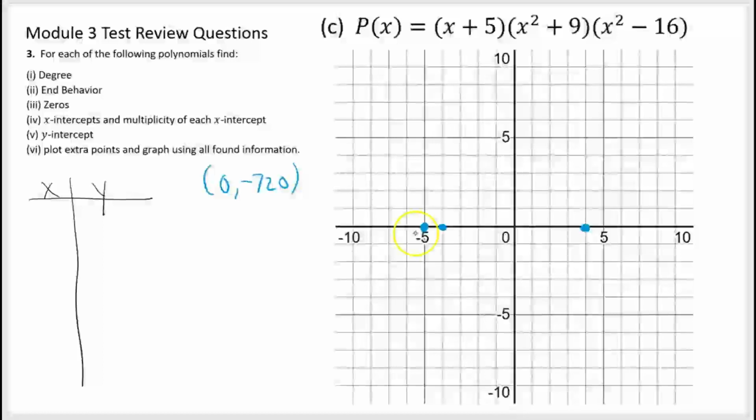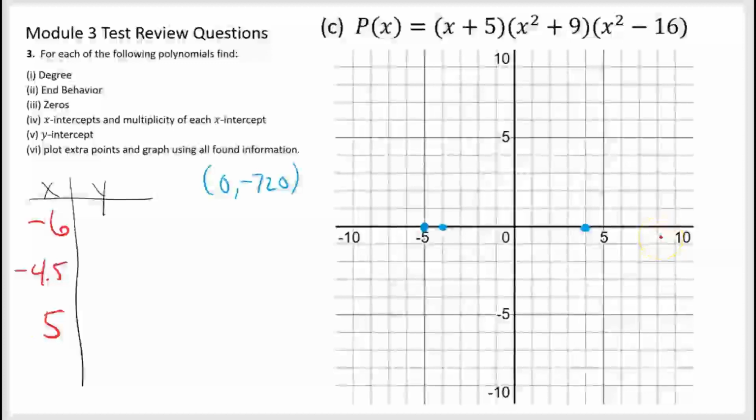Now, it's a lot. We need to plug in something to the left. For instance, -6 would be a good idea. Something between -4 and -5. I never like doing that, but -4.5 will work. Something between -4 and 4. Hey, that's 0, negative 720. That might be enough, and if you wanted to plot others, you could. And then something on the other side. How about 5?